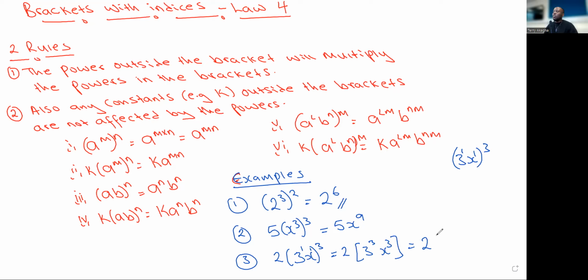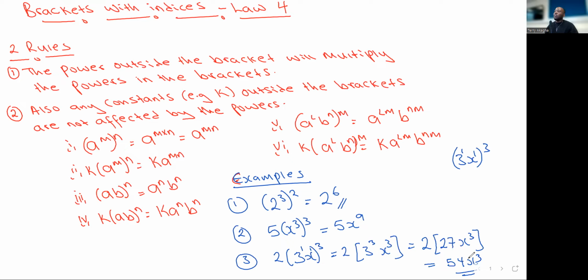And that will give you 2 raised to the power 3 times 3, 9. 9 times 3, 27. x raised to the power what? 3. Then you open the bracket. This is going to give us 54x raised to the power 3. So remember, the power is going to multiply each and every one of them. So you can pick up more examples as you want to.